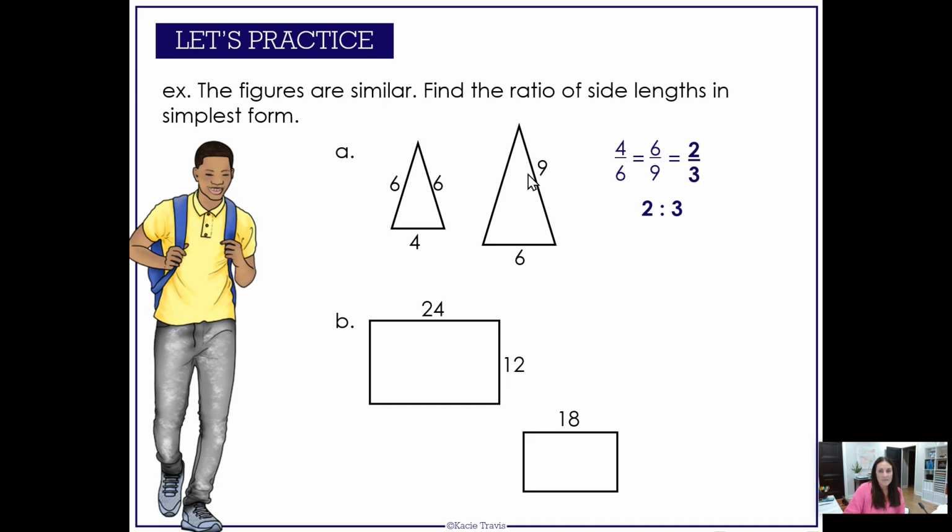In my next example B, I only have one side, the long side of both of the rectangles. So I've got 18 and 24 as my two side lengths, so I can write that. And then I just simplify it and I get 3/4. That's my ratio, and I can write it as a fraction or with a colon or with the word "to" again.